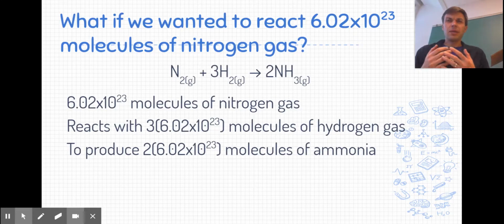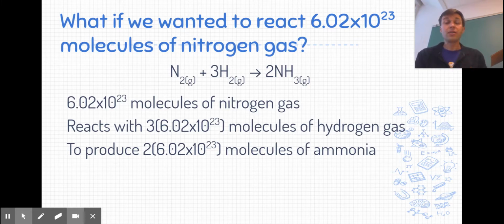Now, 6.02 times 10 to the 23 molecules is a pain to deal with. But as we know, there is a way we can simplify that quantity of molecules. We can use the mole shorthand, because we know that 6.02 times 10 to the 23 molecules is just 1 mole of molecules. Remembering the term mole, or the quantity, 1 mole, refers to that specific number of particles.